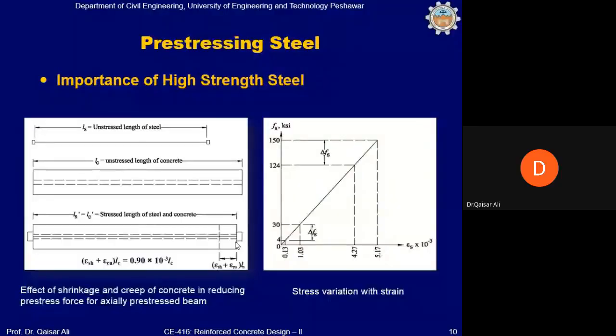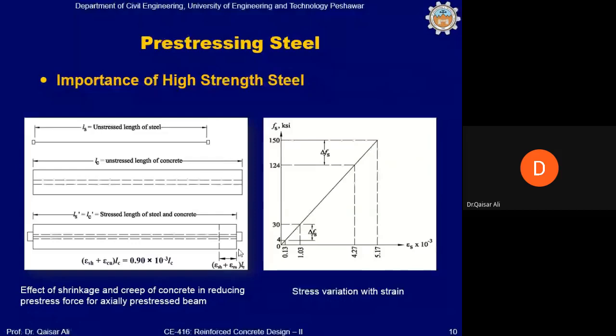Okay, can you hear me now? Yes, sir, now it's better. Now look at this figure, slide 10. Can you see slide number 10? Yes, sir.